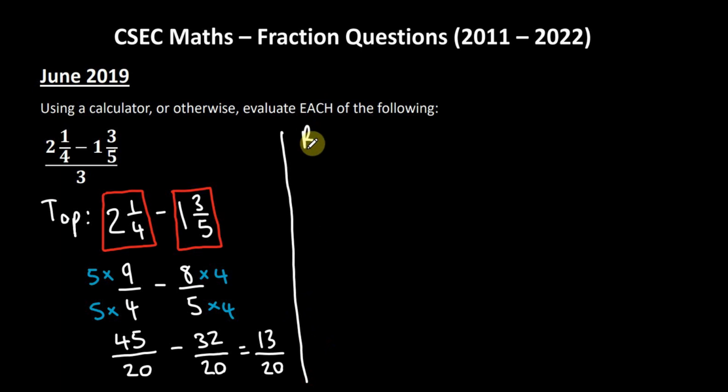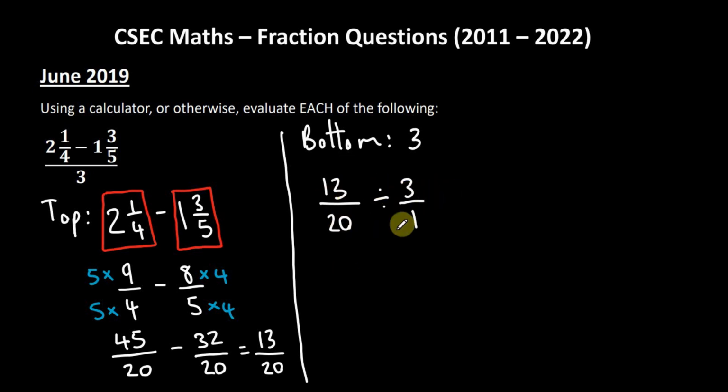Let us look at the bottom here. Well, we can't do much with the bottom, right? The bottom is just 3. So what we'll have is the top, 13 divided by 20, and we'll divide the top by the bottom, which is 3. And another way we can write this 3, we could write it as a fraction, 3 divided by 1. Same thing as 3, but it's easier to work with this way.